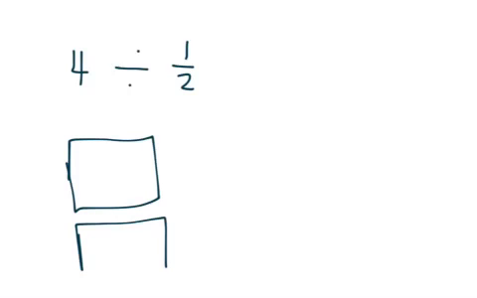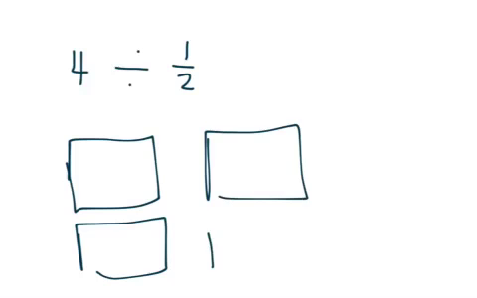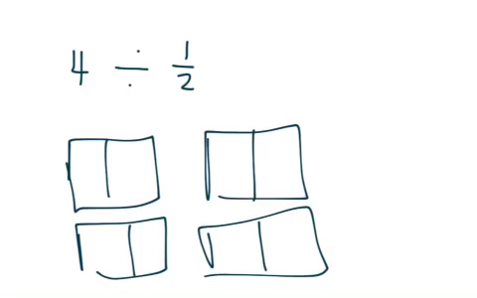So getting them to defeat that misconception, and again, you can model it so they can see we're making groups of 1/2. How many groups of 1/2 are in 4? We can count these up. I have 4 whole, 4 rectangles, and I'm going to count up the halves. 1, 2, 3, 4, 5, 6, 7, 8. So 4 divided by 1/2 is 8.